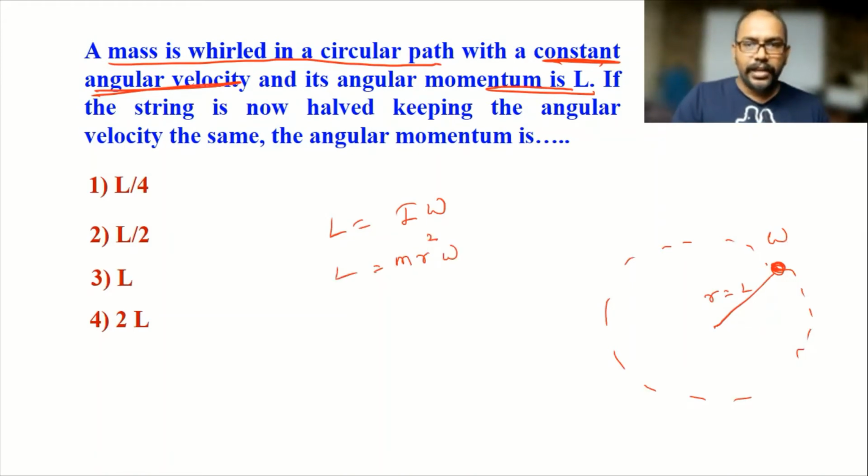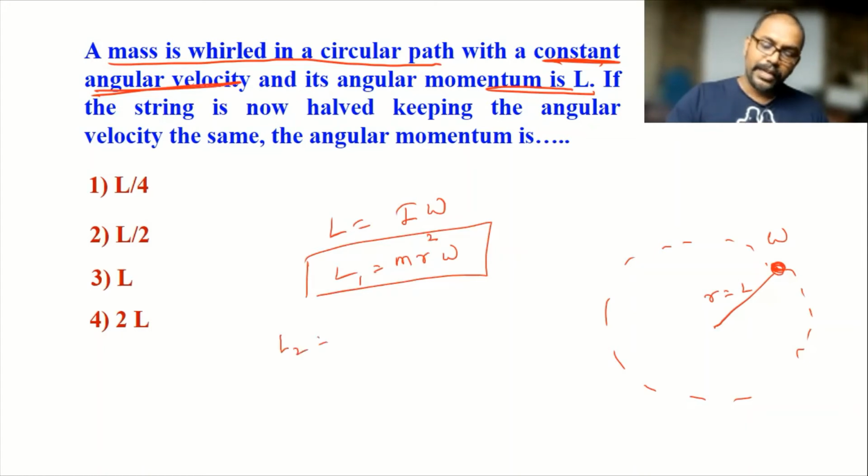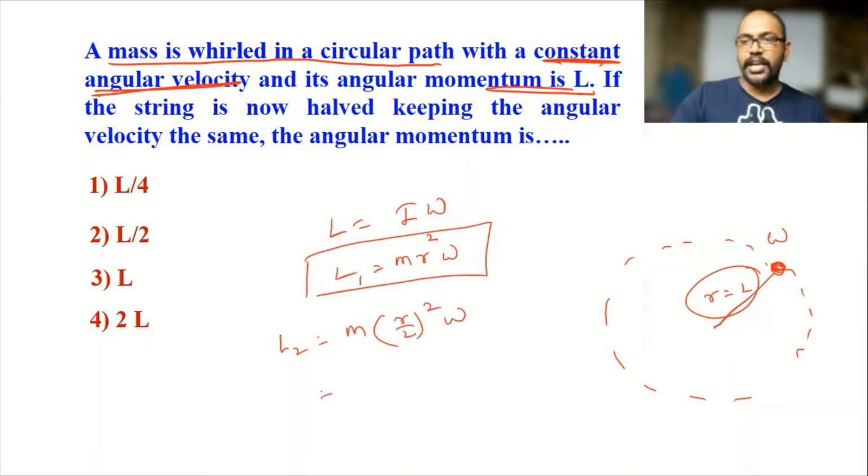Then here they have given, if the string is halved, so this is the first angular momentum. So if the string is halved, then the mass remains the same, only the distance r is changed. So r becomes how much? It is r by 2. So if the length of the string is r, then it is now r by 2, so r by 2 square omega, with constant angular velocity.